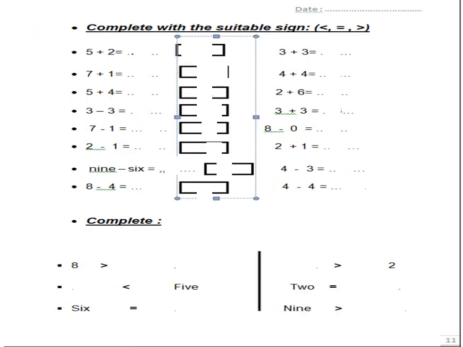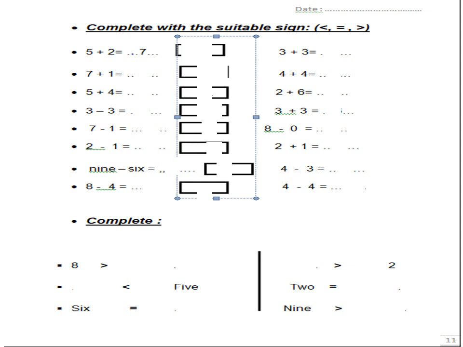Open your final revision, page 11, primary 1. Here, complete with a suitable sign. We will solve both sides, then compare the numbers. The first one here, 5 plus 2. As we know in addition, big number in your mind, small number in your fingers. So 5 in your mind, 2 in your fingers, and start to count after the big number. After 5, it will be 6 and 7. So the answer here will be 7.